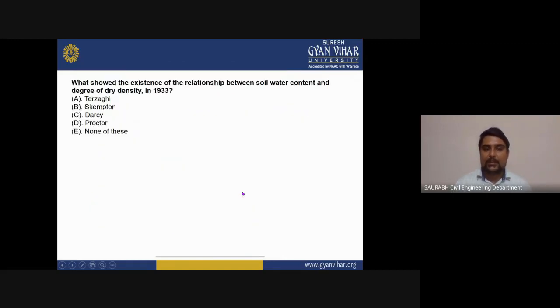Now we will see the MCQs, and these MCQs are very important. As we saw, what is the role of compaction and how it can affect the soil. First question: what shows the existence of a relationship between soil water content and dry density in 1933? Options: Terzaghi, Darcy, Proctor, and none of these. This is also a very important question, and the right answer will be D.